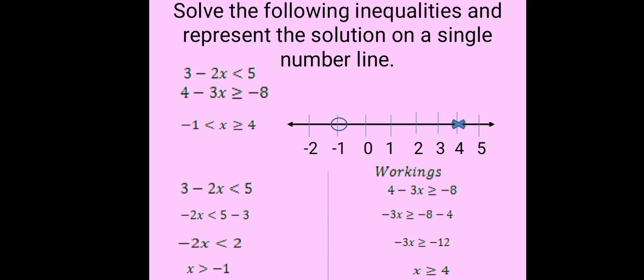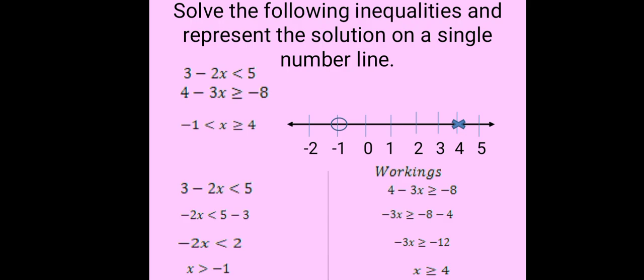Now on our number line, we find where negative 1 is. We put a circle showing that x is not strictly less than negative 1, because I've been told x is greater than negative 1. It's not strictly negative 1. It can even go lower to negative 2. So that's where you put a circle showing that it's not strictly less than negative 1.